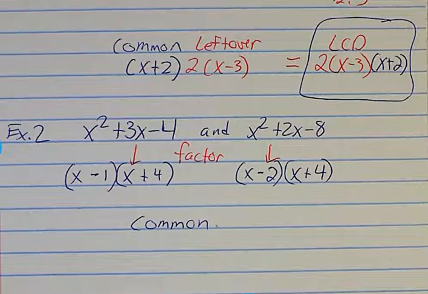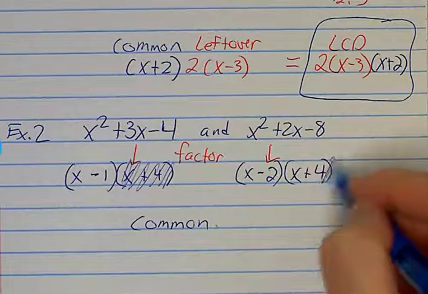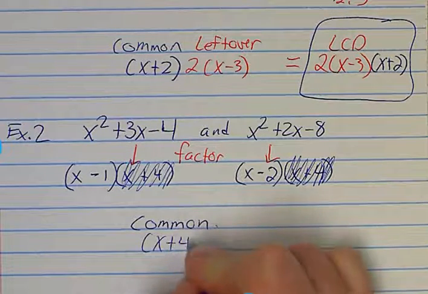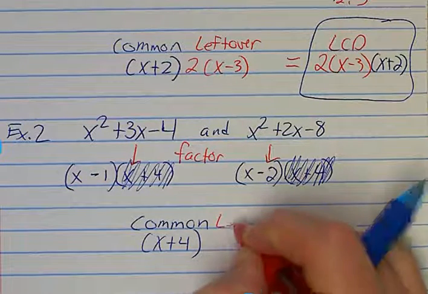And then you're just looking at it. So what do they both have? Both have an x plus 4. So take that part out of both of those. Just kind of lightly scratch it out. It doesn't have to be real dark, just enough you can kind of tell it's gone. And then from there, tell me what's left over.